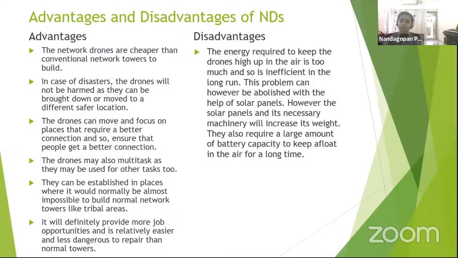a safer location altogether. The drones can move and focus on areas that require a better connection so that it can ensure that we, the humans on the ground level, can get the desired connection that we need. And the drones can also multitask in case we needed to. For example, surveillance, we can have it survey the ground for us.